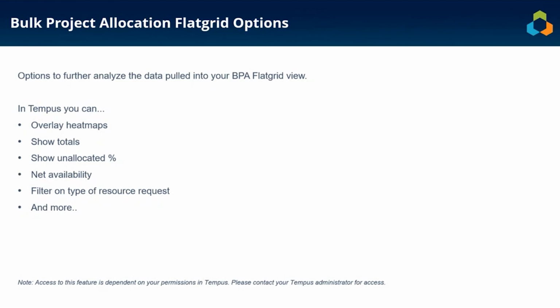Today, I'm going to be walking through the Bulk Project Allocation Flatgrid options. Within the Flatgrid, there are some options to further analyze the data that you have pulled into your view, and I'm going to walk through a few of those today. Just as a brief overview, in Tempus, you can overlay heat maps, show totals, show unallocated percentage, and show your net availability for your resources. You can filter on the types of resource requests that you are seeing, and a few more options that I will get into in just a second.